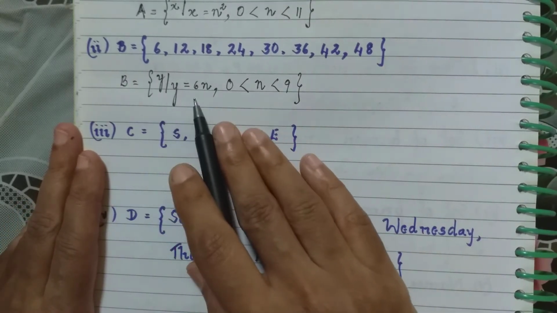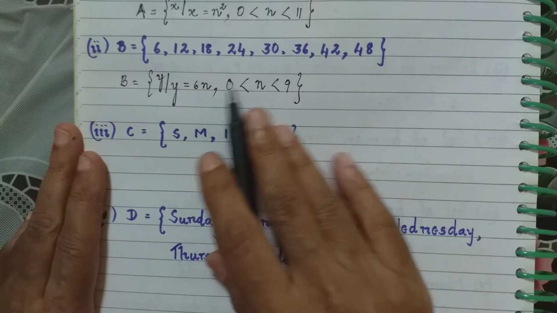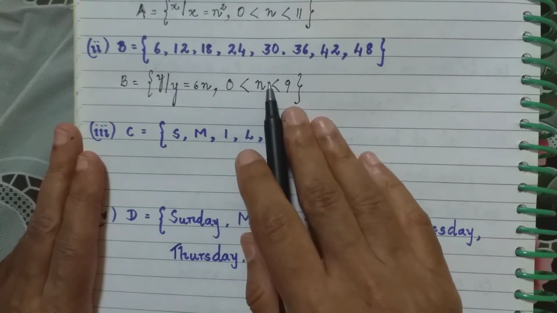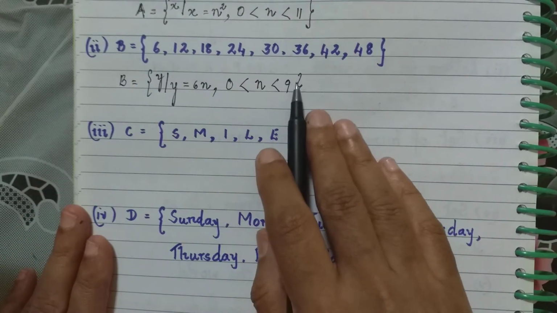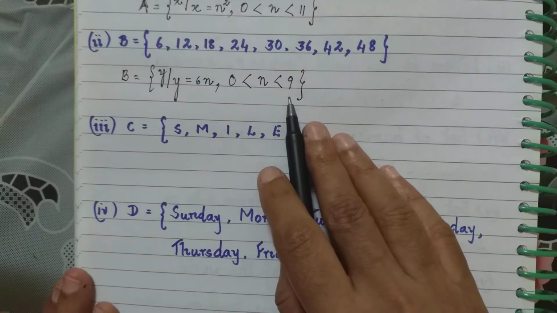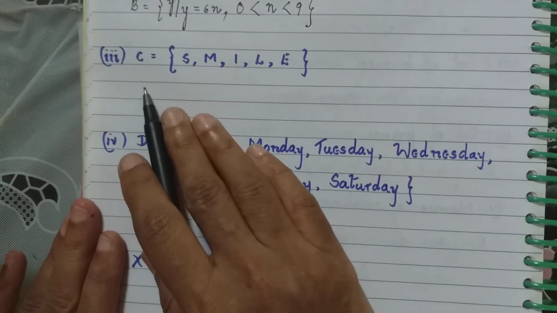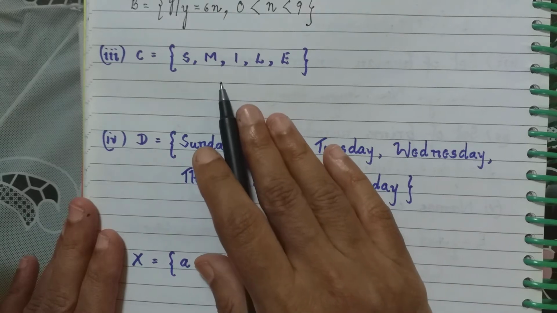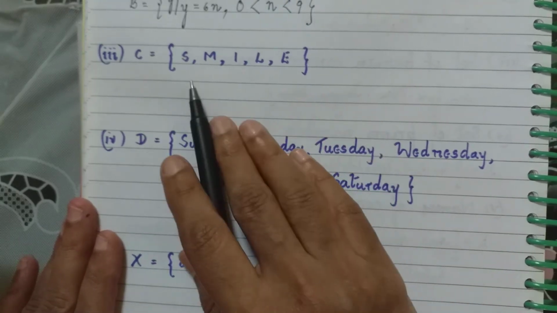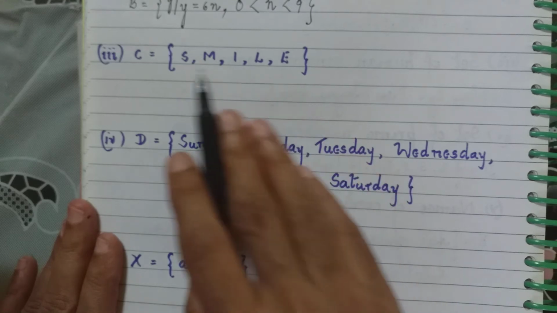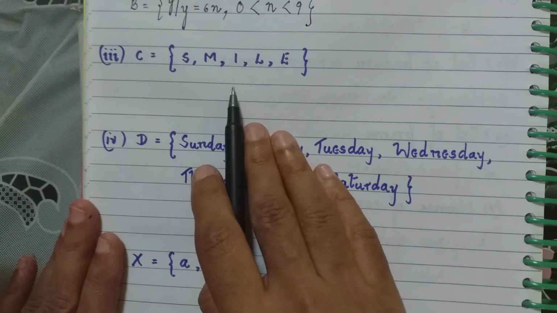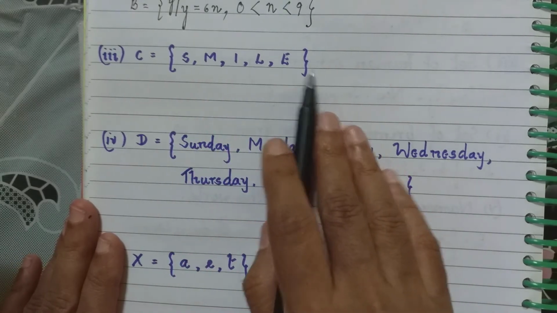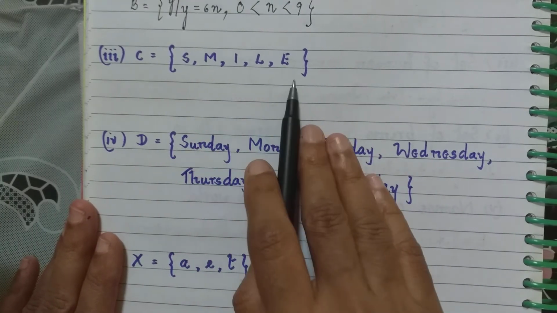B is the set of all y such that y equal to 6n, where this small n belongs to the set of natural numbers, that is capital N, and also that n is lesser than 9. Okay, now coming to the third sub question, C is equal to S, M, I, L, E. Now all these are the letters of which word? Smile. Now you will see that there are capital letters here. Since it is given in the question itself, we do not change it.